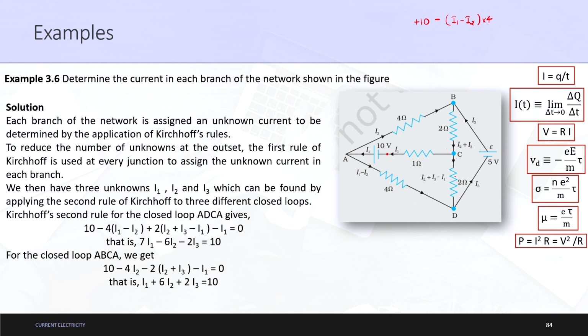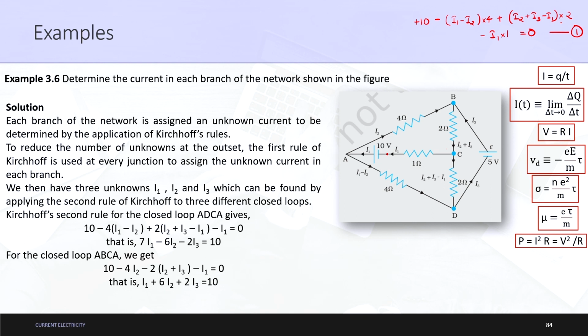Then let us move up. It is opposite in direction to that movement of our loop. Therefore, it will be plus (I2 plus I3 minus I1) into 2, and then we are going in the same direction as the current as the loop, that will be minus I1 into 1 equal to 0. So, this is the first equation: 10 minus 4 into (I1 minus I2) plus (I2 plus I3 minus I1) into 2 minus I1 equal to 0.